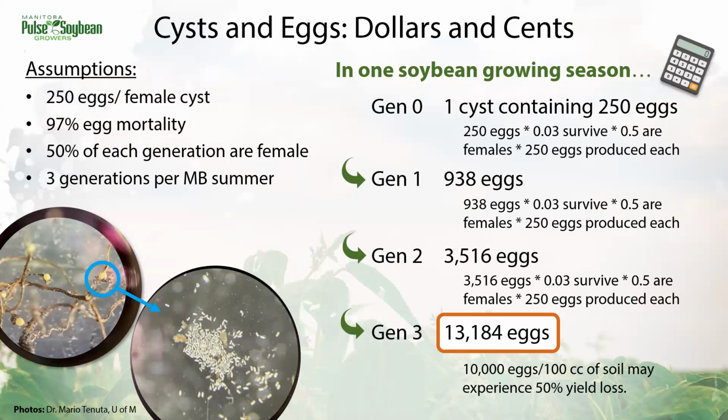In this scenario, this would just be a localized spot in the field. It would just be a small patch. So it would take more time for this patch to spread throughout the field. The nematodes themselves aren't moving very far on their own power. It will take some time for equipment to move soil throughout the field, and SCN as well.